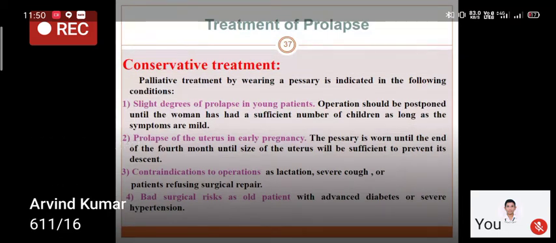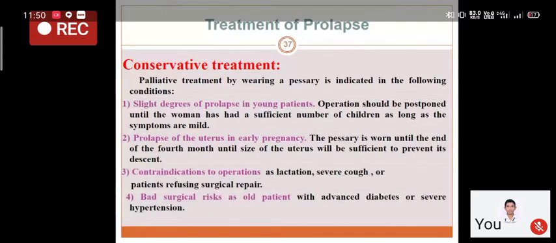to avoid that problem. Or the patient has a bad surgical risk, such as a very old patient with advanced diabetes or severe hypertension. Okay, she may be high risk for anesthesia. Then in that case also, the patient needs to wear, it is advised to wear a ring pessary.